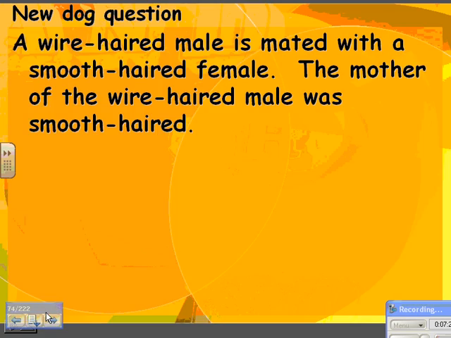New dog question. A wire-haired male, so I know he's big W something, is mated with a smooth-haired female. Whoops, little w, little w. The mother of the wire-haired male was smooth-haired. So his mom was little w, little w, because she was smooth. So she had to give one of those to her kid. So now we know the genotypes of the parents.